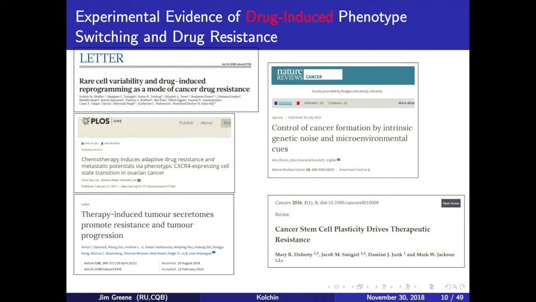This is just some more papers. Again, all these papers are in the last 5 years or so. Most of them are from like 2017 or 2016 or 2015, I guess. Just to show that there really is this plasticity, and there's this idea that resistance is not just a random event, but it's actually being affected by how much drug you're treating.